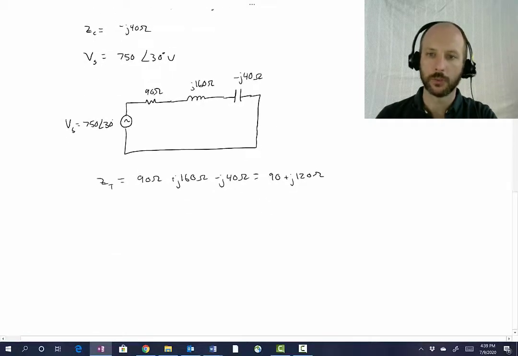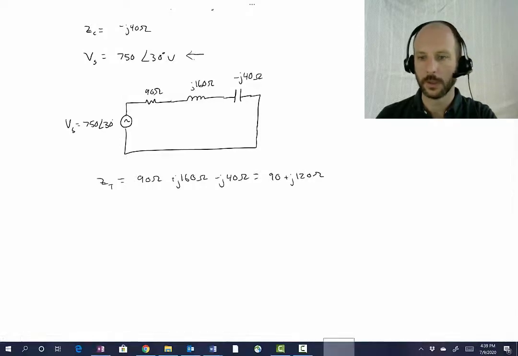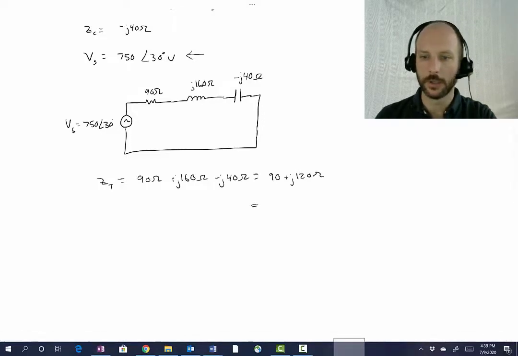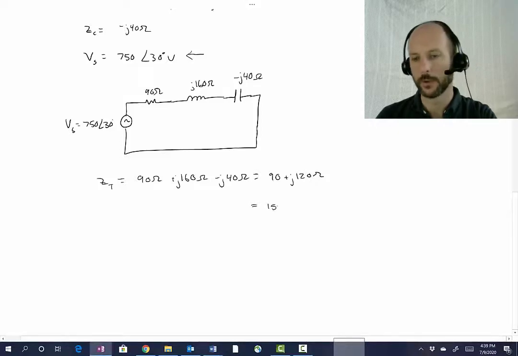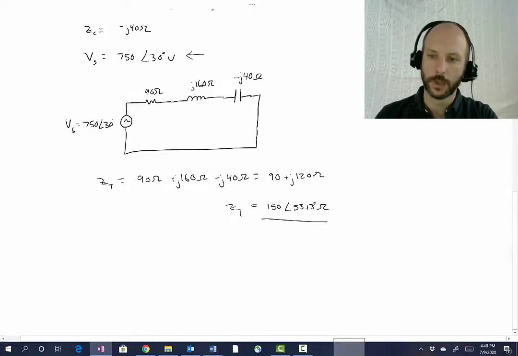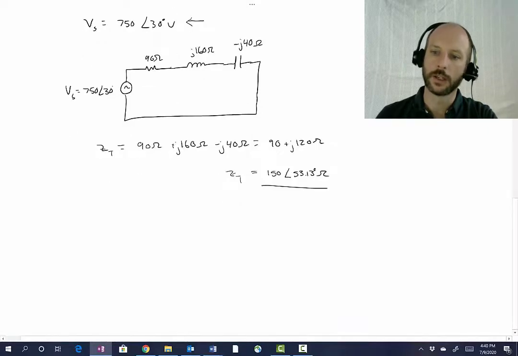So next we need to calculate the current, the time domain, and to do that what we're going to do is a division. It tends to help if the impedance is in polar form, so you can do that by throwing it into your calculator. I got 150 at angle 53.13 degrees for ZT in polar form. So 90 plus j120 in Cartesian or rectangular is the same as 150 angle 53.13 in polar.